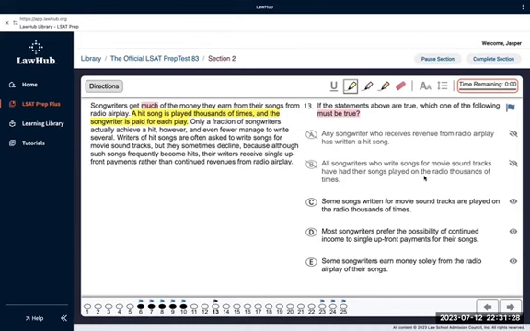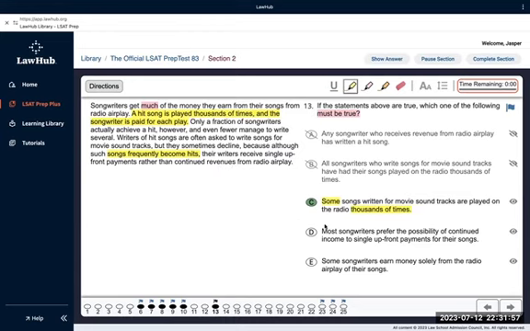Yeah. Okay, C, some songs written for movie soundtracks are played on the radio thousands of times. So let's see. Yeah, so movie soundtrack songs frequently become hits. And a hit song is played thousands of times. So yeah, that looks fully supported to me. That's got to be true if all of the statements are true.